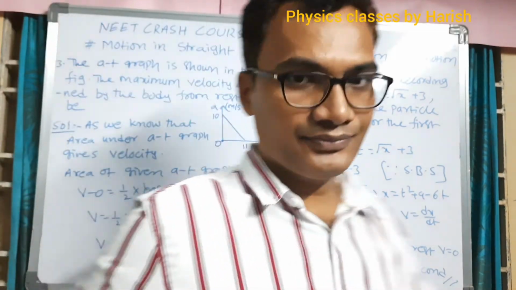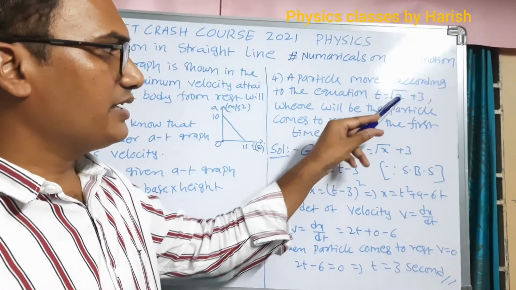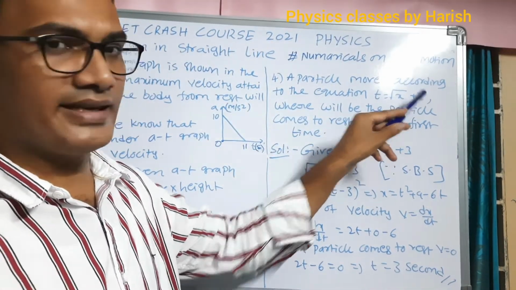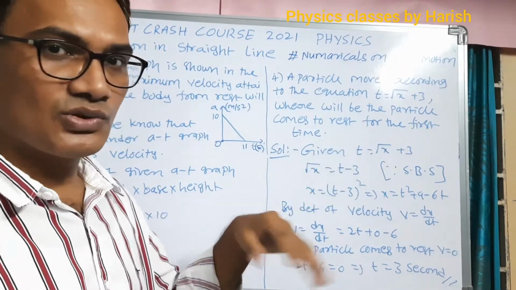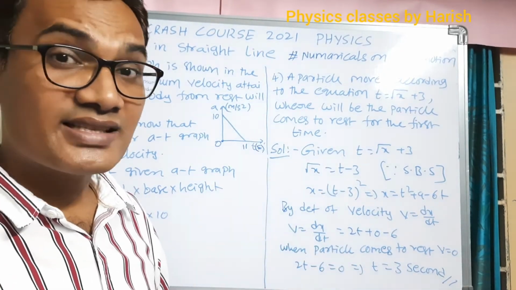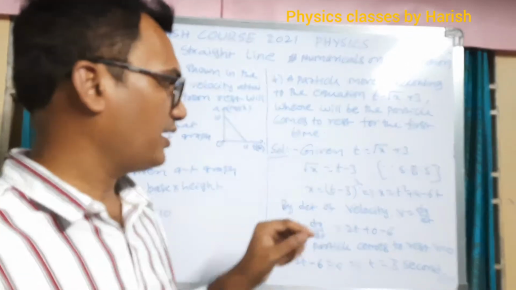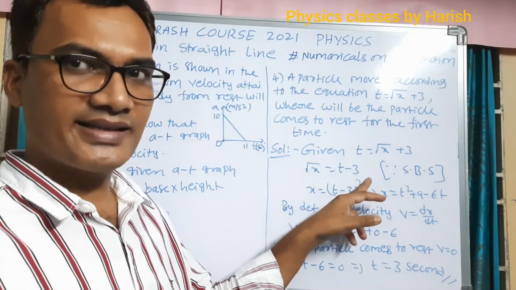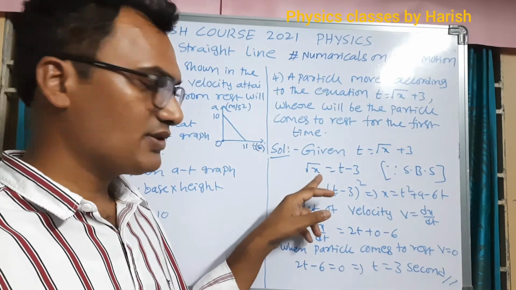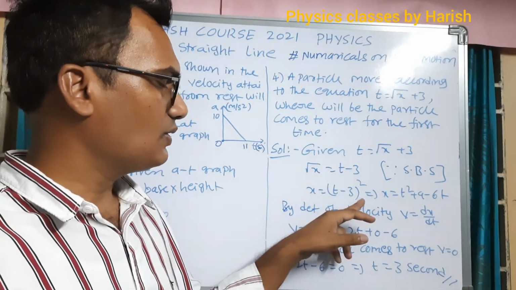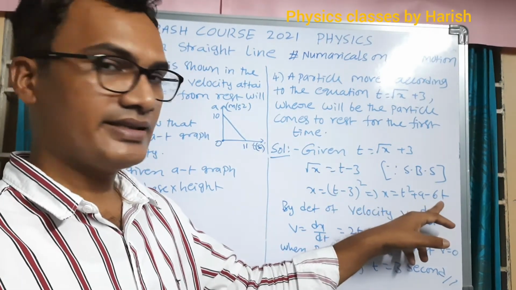So next, fourth question. A particle moves according to the given equation, t is equal to under root of x plus 3, where 3 is outside of the root. Where will the particle come to rest for the first time? So given relation t is equal to root x plus 3. Then root x is equal to t minus 3. Squaring on both sides, root x whole square is nothing but x, and t minus 3 whole square. So x is equal to t square plus 9 minus 6t.